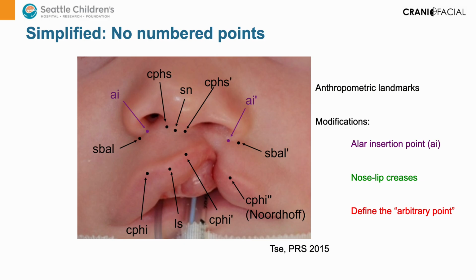And so we simplified the approach, recognizing that each of the landmarks is an anthropometric landmark that a lot of surgeons already understand or new surgeons need to study. I'll talk about some modifications to the original description, including alar insertion point, the nose-lip creases, and defining the so-called arbitrary point.